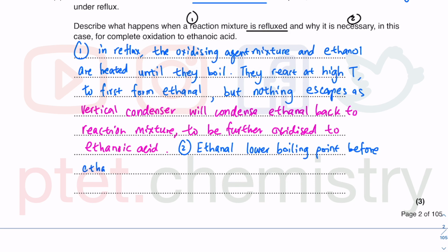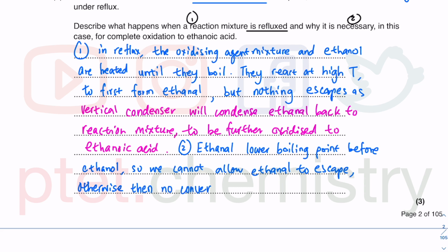So we cannot allow ethanal to escape. Therefore, we condense it back down with the vertical condenser. Otherwise, if we allow it to escape, then no conversion. Because if you don't have the ethanal, how can you go to the ethanoic acid? Then no conversion or no oxidation to the target ethanoic acid, which is what we are doing here. So we want to ensure the conversion.